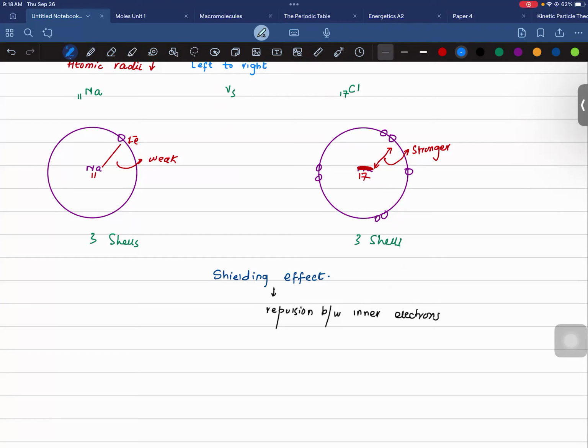So due to this, there would be a stronger electrostatic force of attraction between the nucleus and the outer electrons. So I can say that chlorine would have a smaller size as compared to sodium. And for the same reason, as we go across the period, the atomic radii decrease.